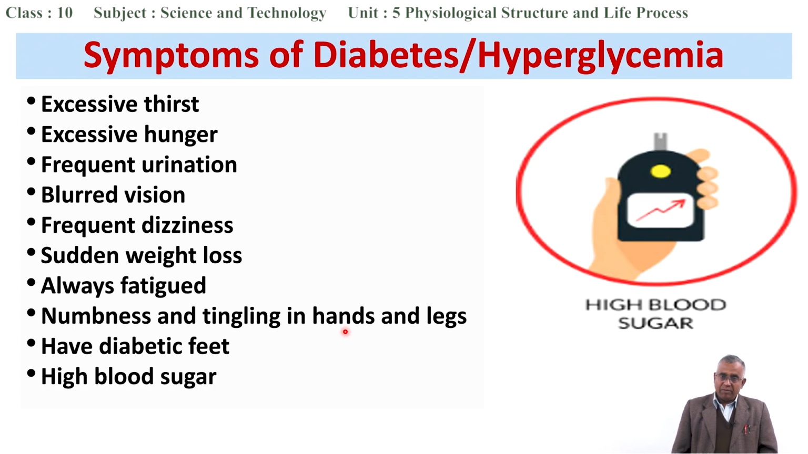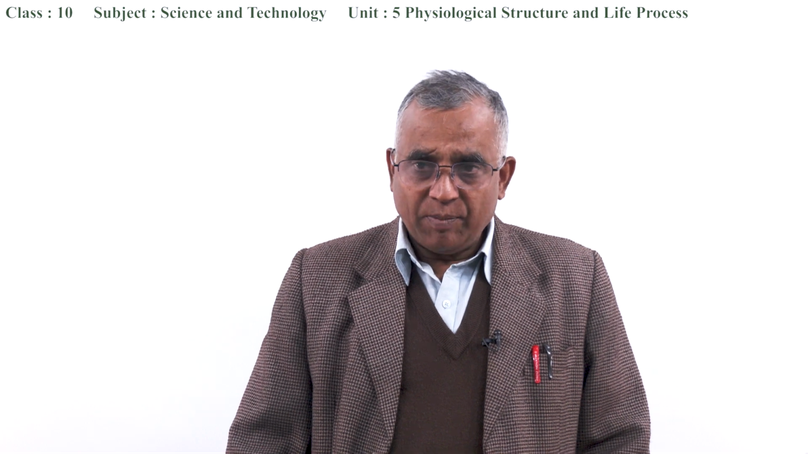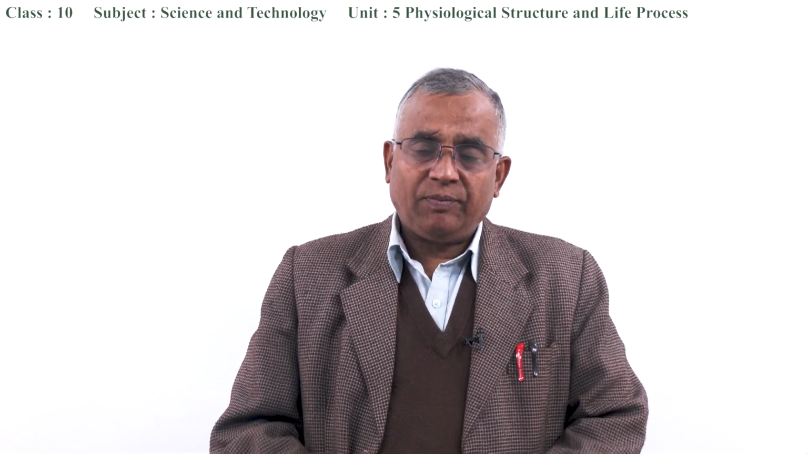Next, high blood sugar. What sugar range did I tell you? I told you preprandial 70 to 99, and postprandial what? Less than 140. So the sugar level should be within that range. If it is beyond that, the person suffers with what? Diabetes.